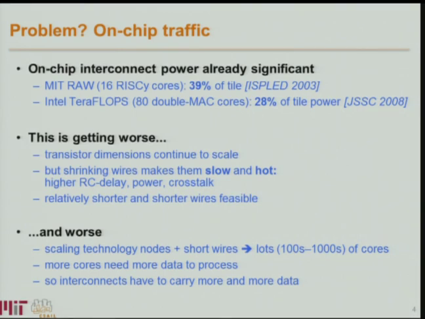We can make the transistors smaller, up to a point, as was pointed out yesterday. But with wires, it's harder, because if you make the wires thinner, you can't really have thin and long wires. You have problems like RC delay, power, crosstalk, and whatnot. And this is getting worse because we can put lots of cores on a single die. But if we have lots of cores, then they need to be fed a lot of data. And of course, this means even more traffic on the interconnect.